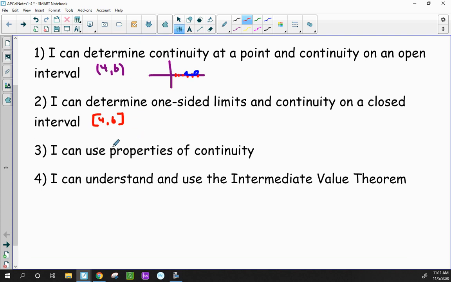Third learning target is I can use properties of continuity. And 4, I can understand and use what's called the intermediate value theorem. And sometimes I've seen it where they just use an abbreviation. You're allowed to do this on an AP exam as well. You can just call it IVT, intermediate value theorem.